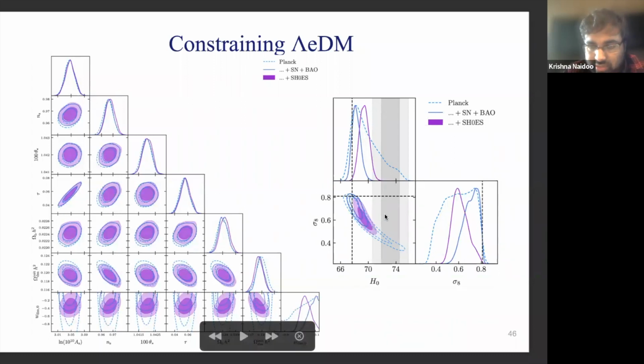So if you're trying to solve the tensions, you really want to lie somewhere here, and we seem to be lying more at this angle, which is why we don't really get towards the high values that we see from SH0ES.